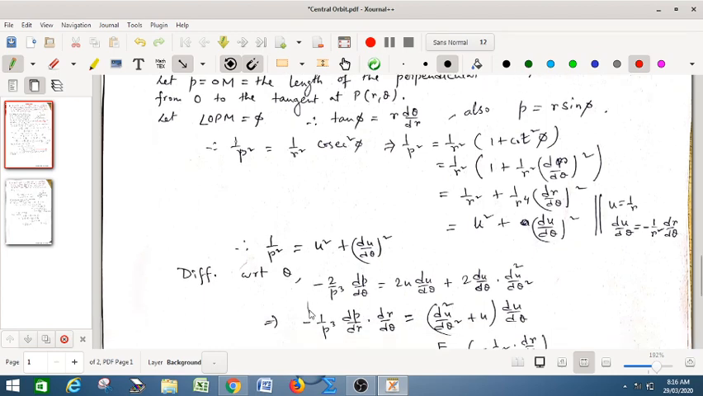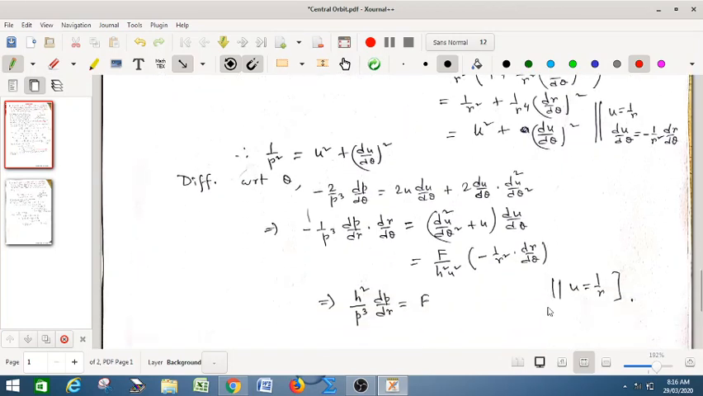So naturally we get the differential equation 1 by p square is equal to u square plus (du/d theta) whole square. Differentiating with respect to theta, and after some manipulations using u is equal to 1 by r, we get the Pedal form of the differential equation, h square by p cube dp/dr equal to F. So these two are very important differential equations. One is in the polar form and the other is in the Pedal form. These two equations are very useful and very important for the students of semester 4 mathematics honors, topic mechanics. Thank you.